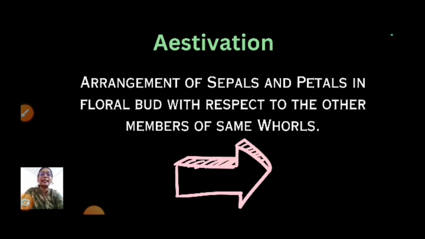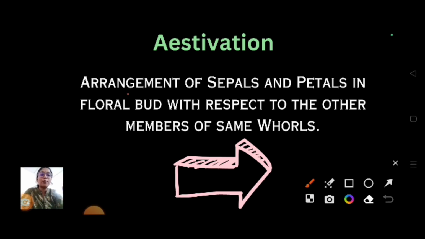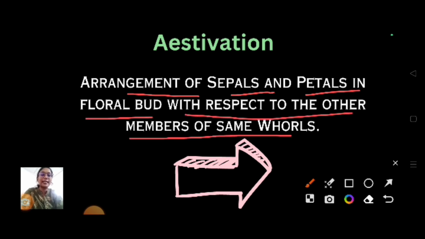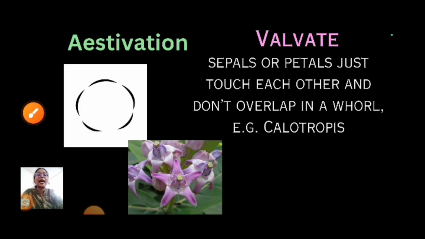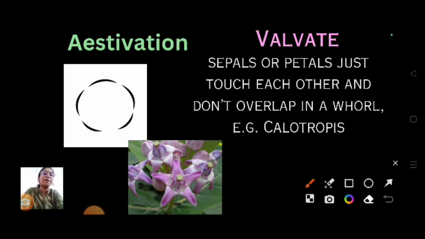Then we'll see estivation. What do you mean by estivation? This is the arrangement of the sepals and petals in the floral bud with respect to the other members of the same whorl. So how the sepals and petals are arranged in a particular floral bud, we'll see. That is called estivation. How they are arranged. So 4 types of estivation we'll study here. So let's see first the valvate type of estivation.